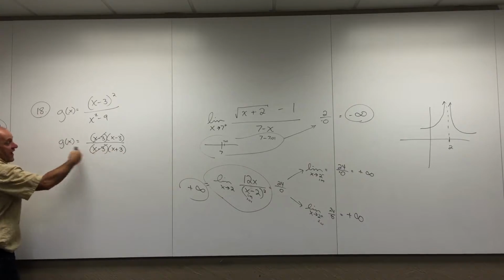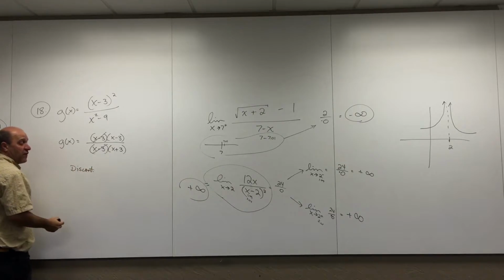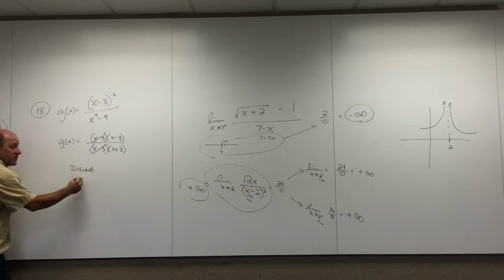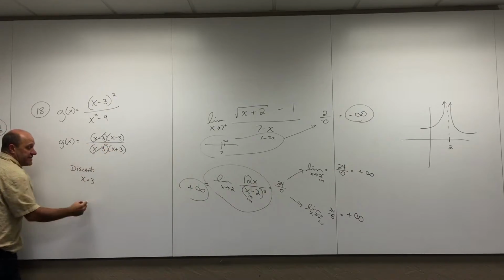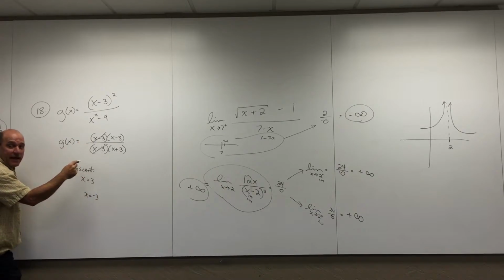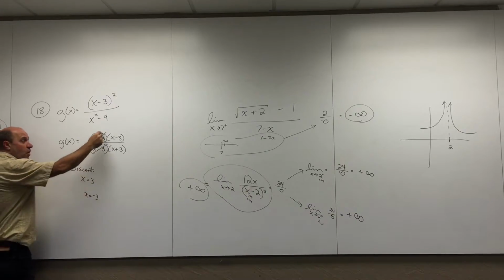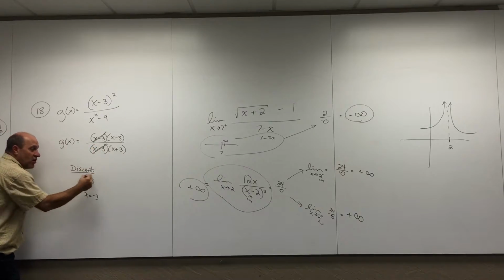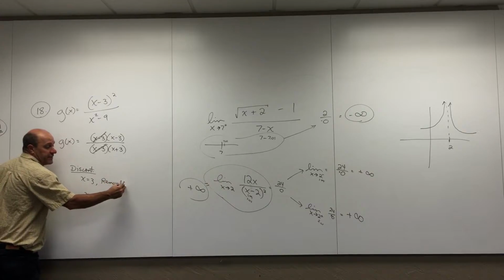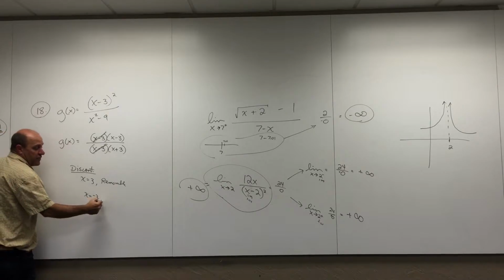So where is it undefined? This function is undefined, and therefore discontinuous, at both these places: at x equals 3 and at x equals -3. I didn't mean to cancel too early. I'm sorry about that. I meant to say, let's stop and see where it's undefined. It's undefined at both those places. The one that cancels out is still called a discontinuity, but now it's called removable. It's a hole. And the one that doesn't cancel out is a vertical asymptote, and we call that non-removable.